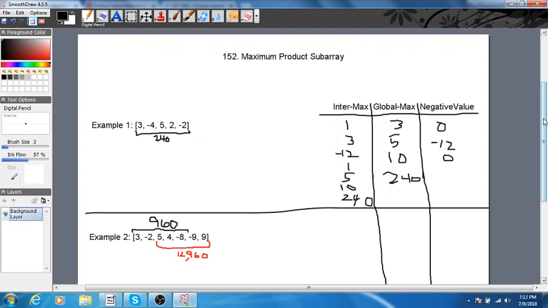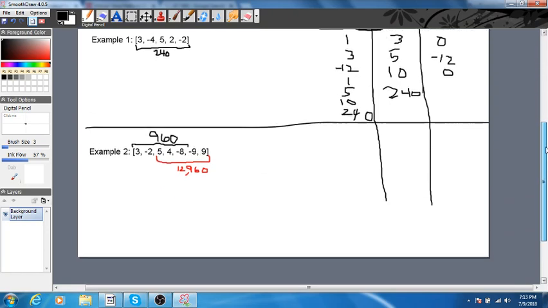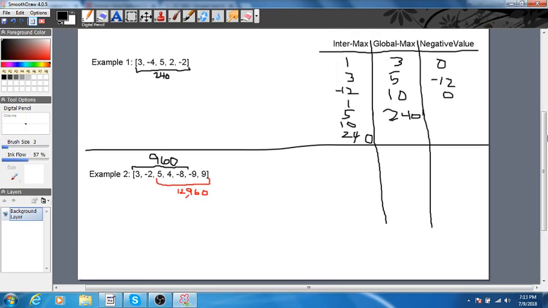So in this problem, there were two negative values before there was a 0, and there were no zeros. But what we have to do if there's an odd number of negative values before we hit a 0 is a little bit different. So I'll walk you through this problem. It's essentially the same: your global max starts off at 3, your negative value starts off at 0, and your inner max starts off at 1.